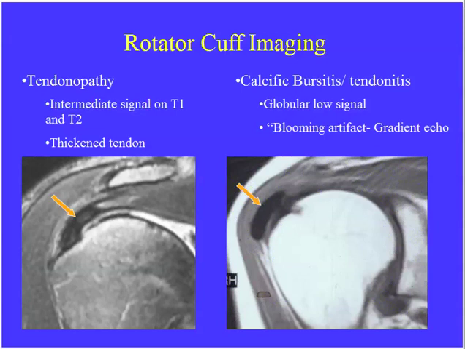Another entity that they like to show is calcific bursitis or tendinitis. And with this entity, you're just going to see a globular area of low signal abnormality representing the calcification. You may see some high signal surrounding it, secondary to inflammation and tendinosis.